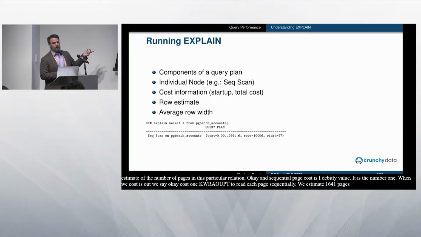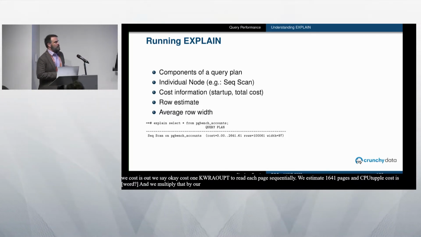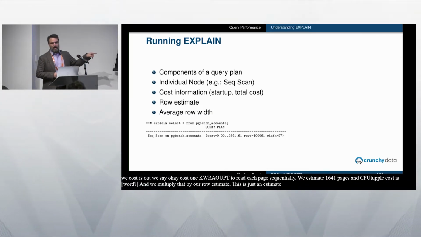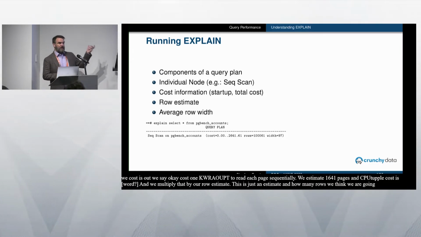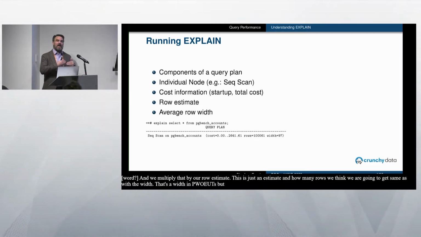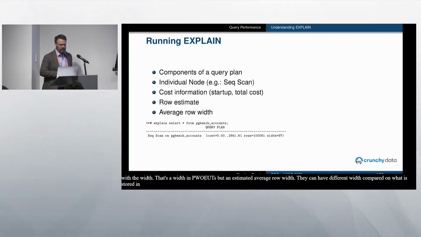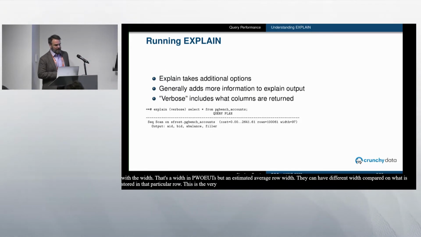Now the row estimate here is just an estimate, right? This is the estimate of how many rows that we think we're going to get, same as with the width. So that's a width in bytes, but it's an estimated average row width. Obviously rows can have different widths, depending on what's actually stored inside of that particular row. So this is the very basics of a very, very simple query plan.